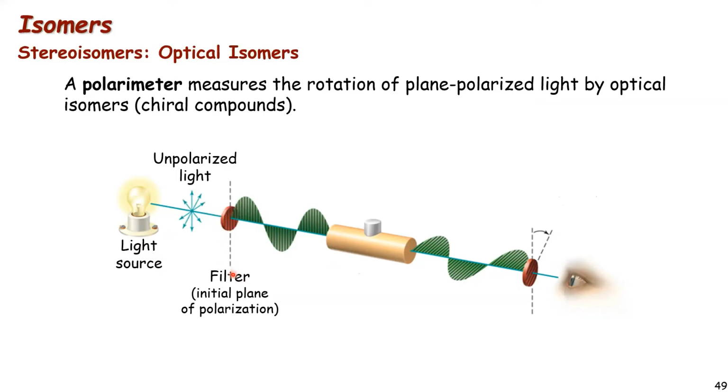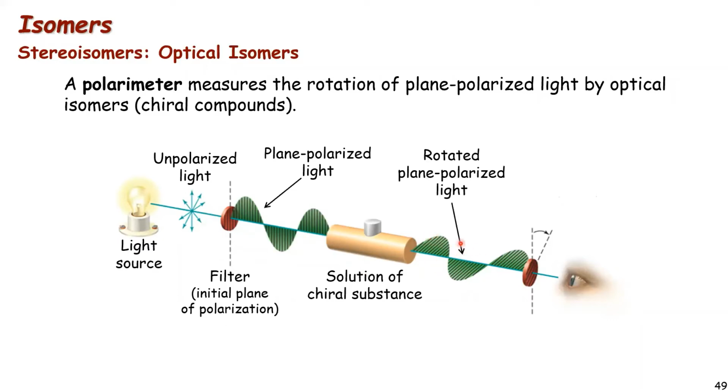So this is our filter, and it's called a polarizer. Now coming out, we have what we call plane polarized light. So it's all in the same plane, all in this plane going up and down. It's then going to pass through a cell that contains our solution with the chiral substance. Well, that chiral substance is actually going to cause this plane polarized light to rotate. So now we have the rotated plane polarized light coming out.